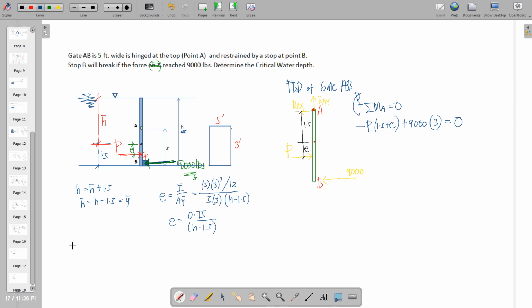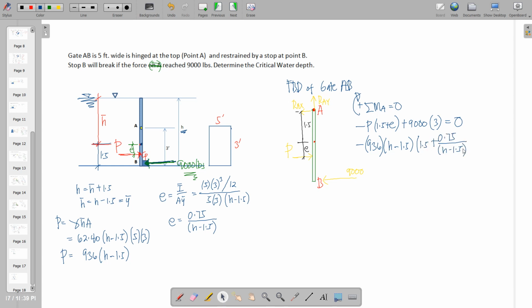And then for P, where P is equal to gamma H bar A, we have 62.4 times H minus 1.5 times the area 5 by 3. So again, P will be in terms of H. So we can now proceed to our working equation here. We just place the value for P. So we have 936 times H minus 1.5 times this term, 1.5 plus E, 0.75, all over H minus 1.5.